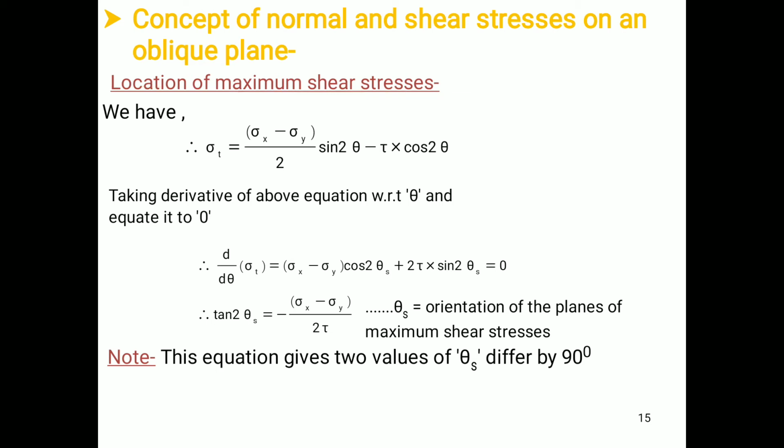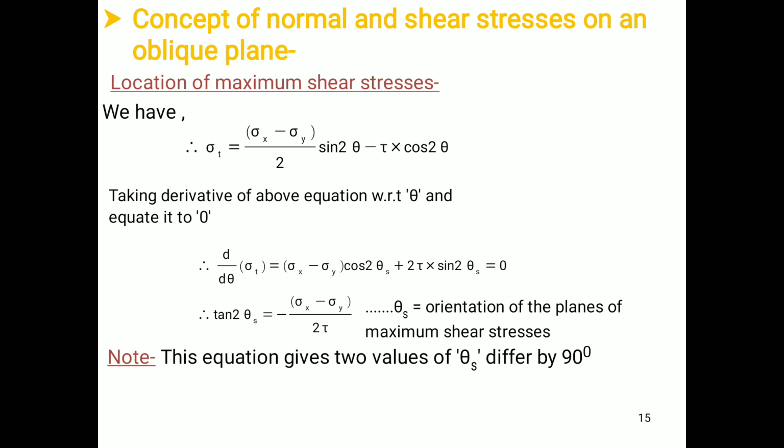For that purpose we will require to take the derivative of this particular equation with respect to theta and equate it to 0. After taking the derivative we will have d upon d theta of tau t, which is equal to sigma x minus sigma y cos of 2 theta s plus 2 tau sine of 2 theta s, which is equal to 0. Remember that it has to be equated to 0 to find out the maximum value of that particular shear stress.